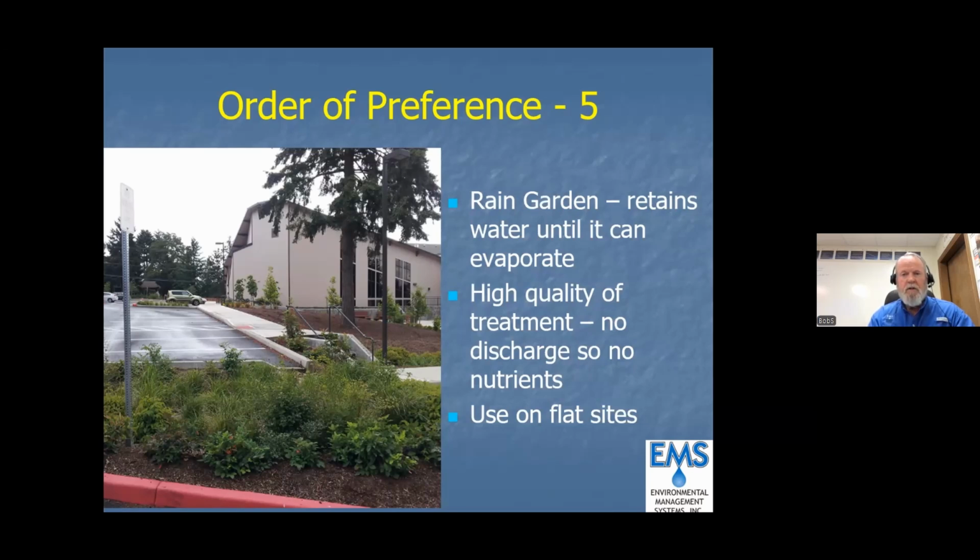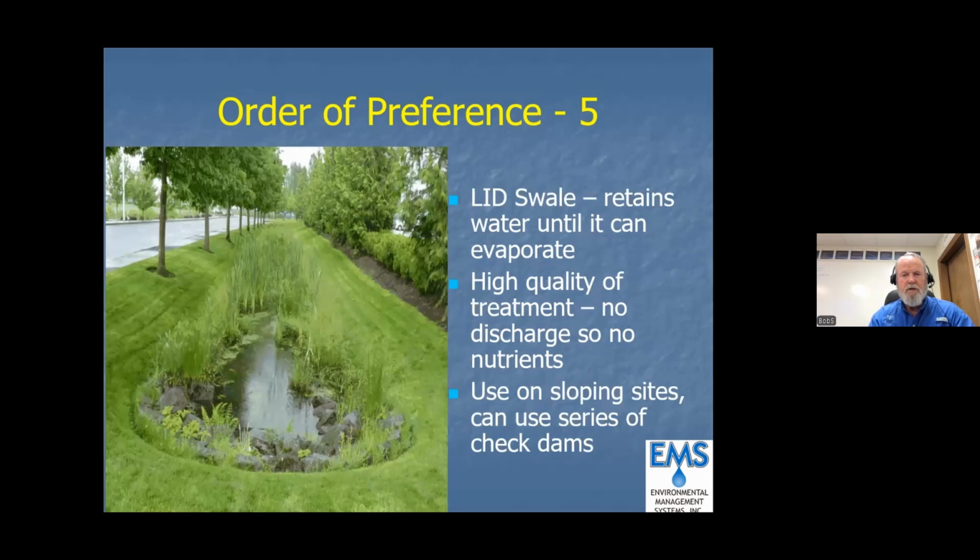Here's a local improvement district or low impact development swale, which retains the water until it can evaporate, getting high levels of treatment and retention of that water before it moves on. Use this on sloping sites, and often you'll have some check dams that will slow down that energy. We're talking again about energy, not just the water.